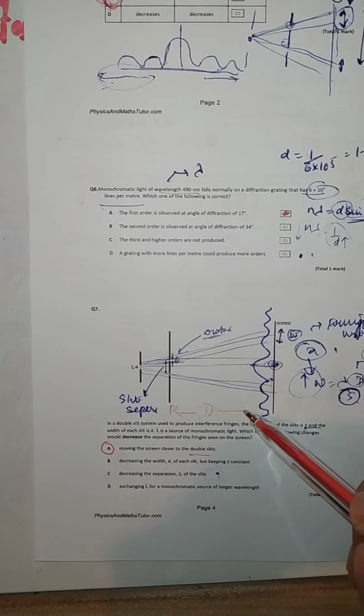The answer which you should have got is A here. It says that a double-slit experiment is used to produce interference fringes. The separation of the slits is S and the width of the slit is X. L is the source of the monochromatic light. Which one of the following changes would decrease the separation of the fringes on the screen? If you move the screen closer, in other words, if you shorten the distance D, this will lead to a decrease in the fringe width, respectively.